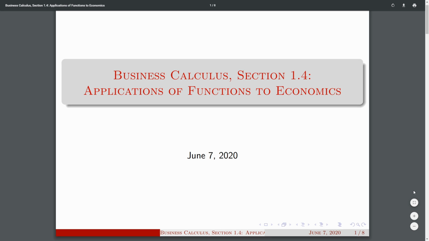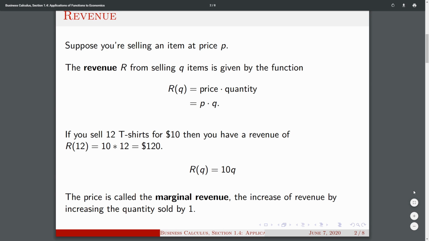Now we're on section 1.4, applications of functions to economics. So now we're getting to the business end of the class, and we want to introduce some terms that we're going to be using for the rest of the semester.